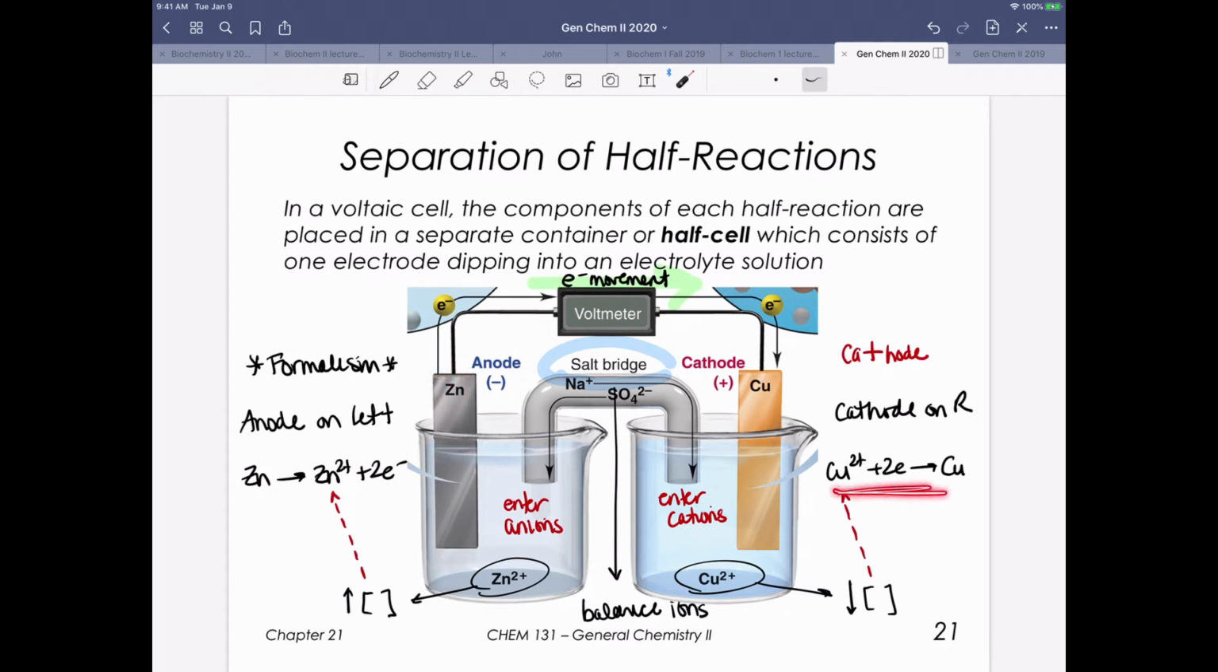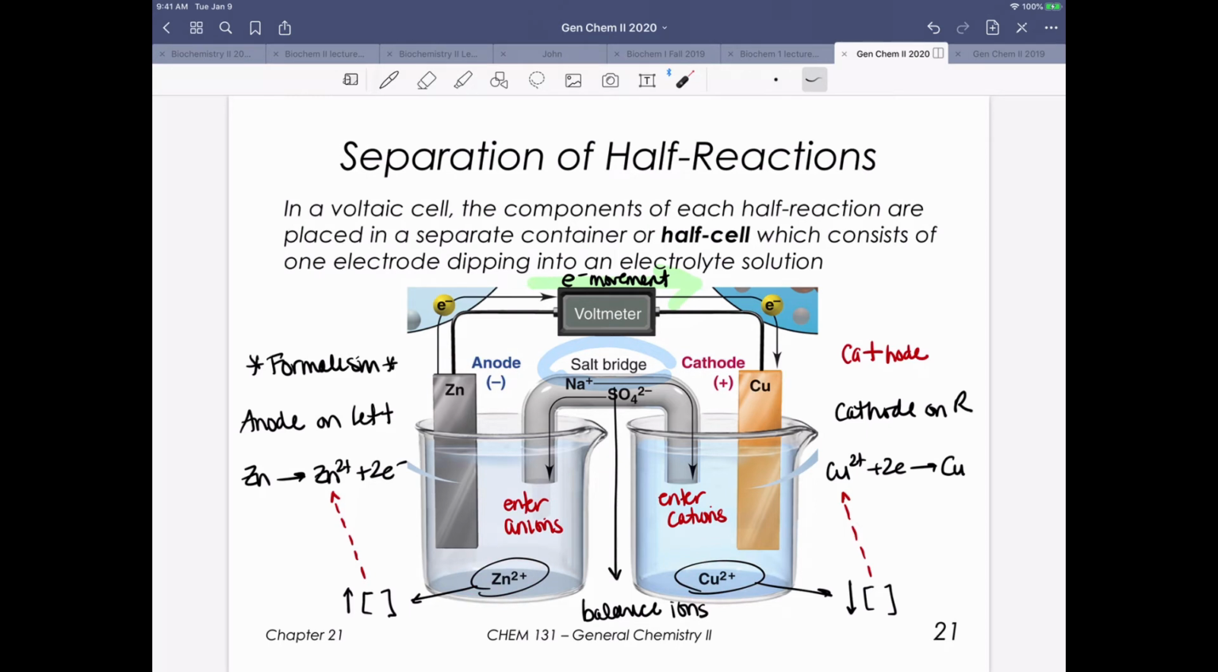If this is our reduction half reaction, the solid metal that's formed can be our electrode. Okay, so now we have to figure out what's going to go into the aqueous solution that we have here. Well, if we're considering the redox active species, whatever species is going to be our ion in solution is going to be our ion in solution over here. So we're going to have zinc ions over here, copper ions over here.